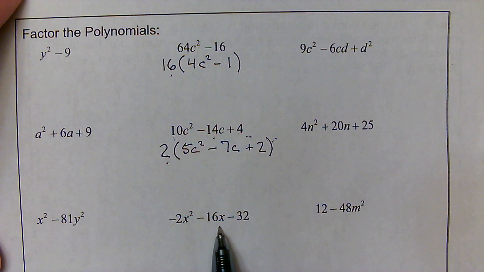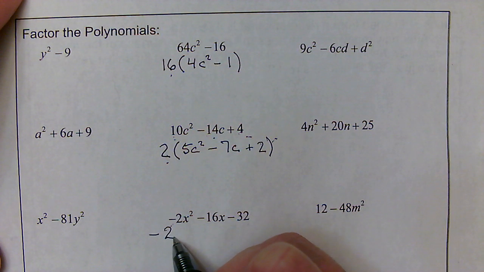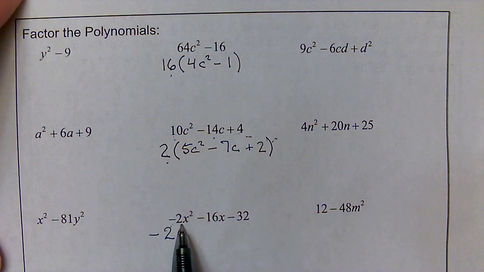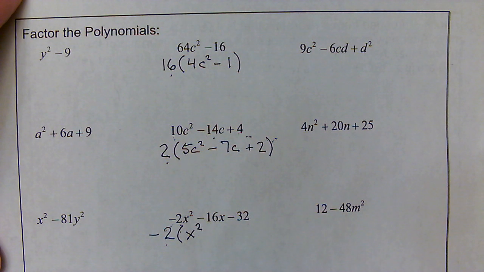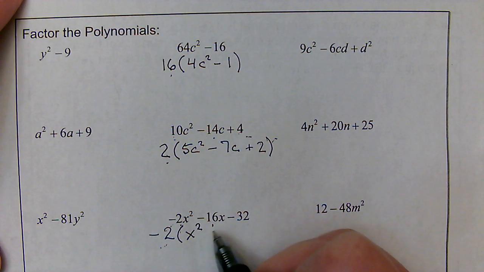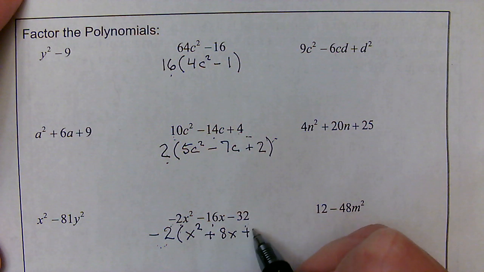In this one, 2 goes into all of these, and because the leading term's negative, I want to factor out negative 2. So if I divide the first term by negative 2, the negative 2's cancel and just leave the x squared. Negative 16x divided by negative 2 gives me positive 8x. And negative 32 divided by negative 2 gives me plus 16.